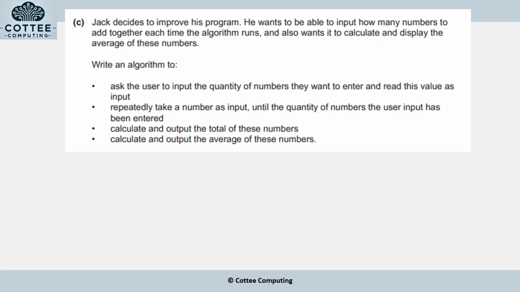So this is what I was talking about. This is section A, and it's a question that is asking you for an algorithm. It asks you for an algorithm to ask the user to input the quantity of numbers they want to enter and read this value as an input. Repeatedly take a number as an input until the quantity of numbers the user input has been entered. So the previous bullet point, while that is going on, calculate and output the total of these numbers and calculate and output the average of these numbers.